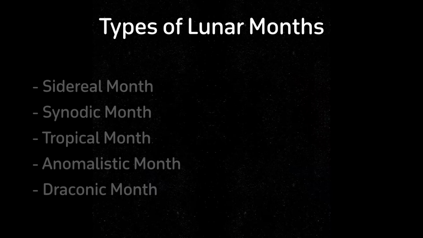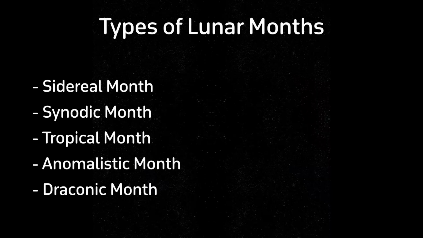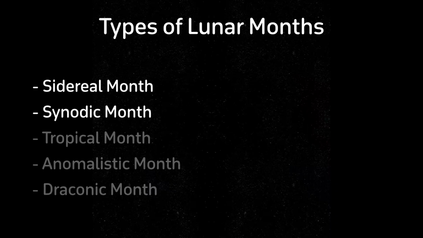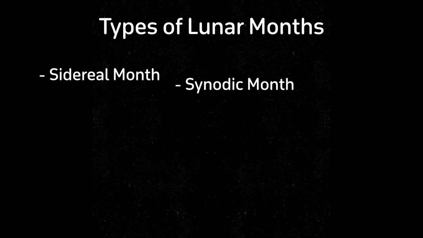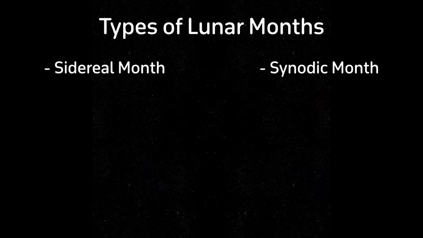Generally, when we talk about months, we refer to solar months, based on the Earth's motion around the Sun. However, the Moon follows its own periodic cycles around the Earth. These are known as lunar months. There are multiple types of lunar months, but in this video, we will focus on the two principal ones, the Sidereal and the Synodic month.